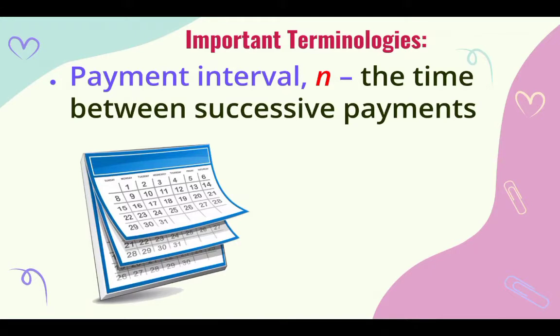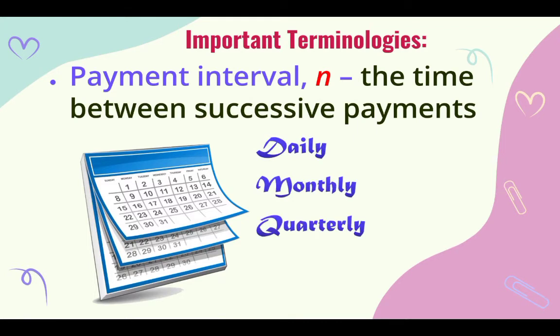Next is payment interval, denoted as N. It is the time between the successive payments. So, ibig sabihin, yung mga payment interval, it may be daily, monthly, quarterly, semi-annually, and annually. So, kung ilang beses ka nagbabayad. Kung daily ba, kung monthly, quarterly, ibig sabihin 4 times. Quarterly, 4 times a year. Or semi-annually, twice a year, and annually, once a year.